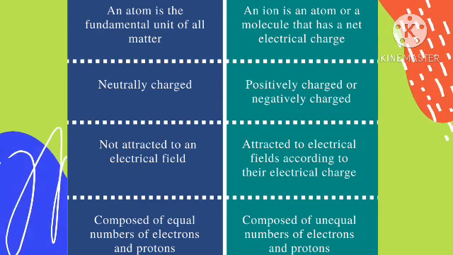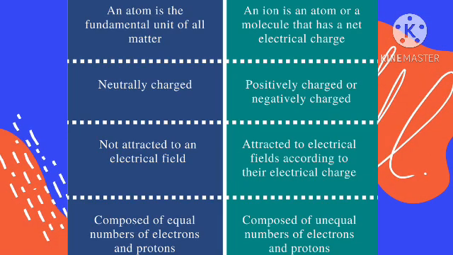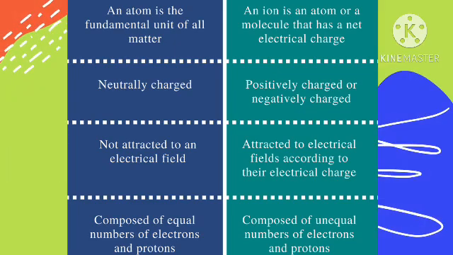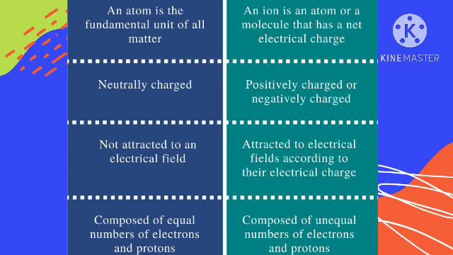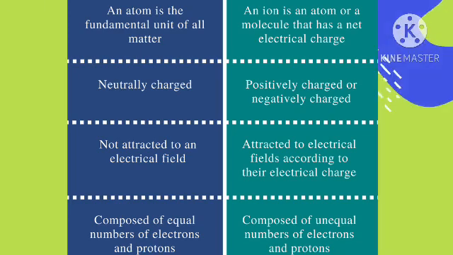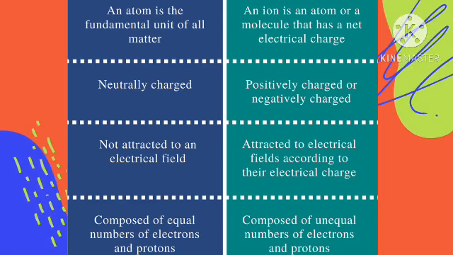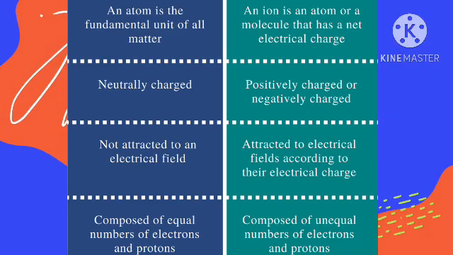The third difference is an atom is not attracted to an electrical field, but an ion is attracted to an electrical field according to its electrical charge. And of course, the last difference between an atom and an ion is that an atom is composed of an equal number of electrons and protons, but an ion is composed of an unequal number of electrons and protons.